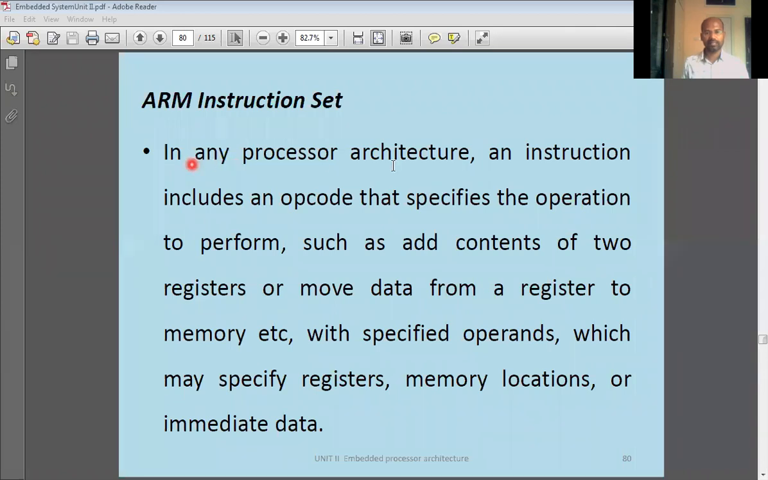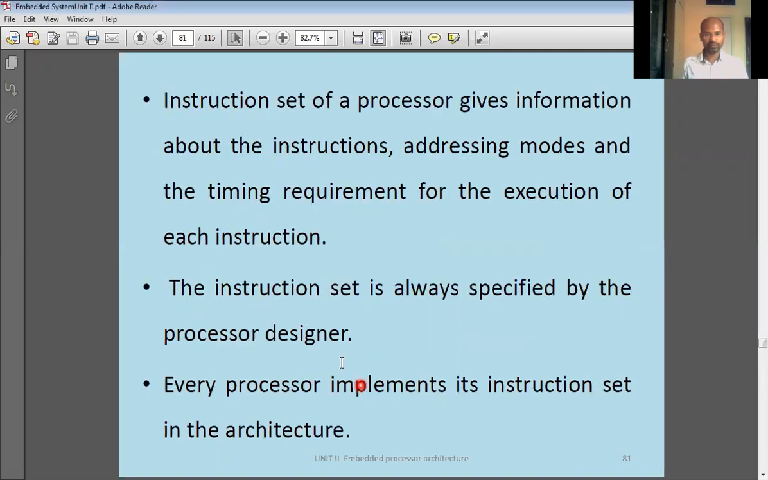In any processor architecture, an instruction includes an opcode that specifies the operation to perform, such as add contents of two registers or move data from a register to memory, etc., with specified operands, which may specify registers, memory locations, or immediate data. This is the general thing we know.